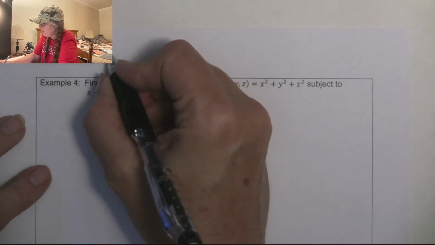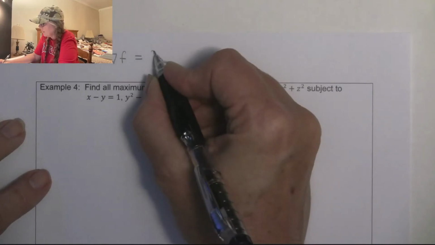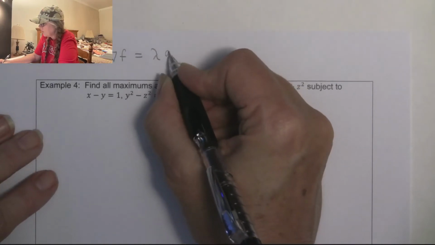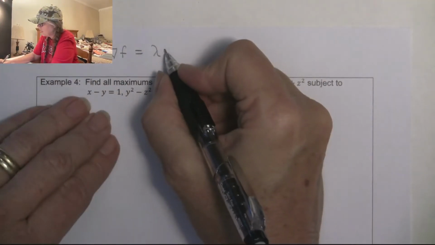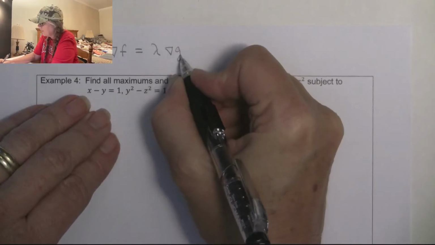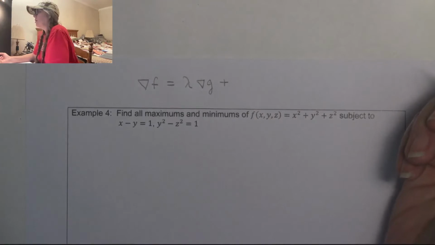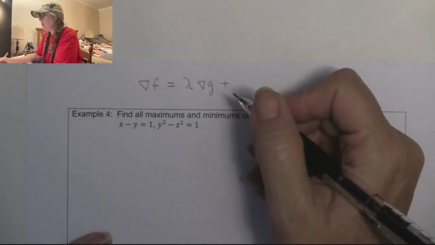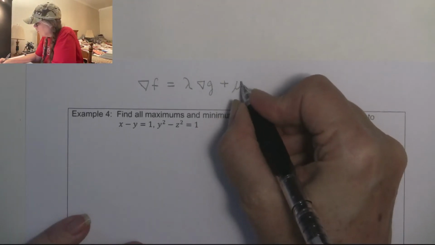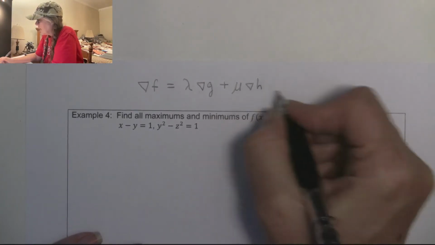And then you're going to do the gradient. This is like your formula. The gradient of f is going to equal lambda times the gradient of g, plus another constant, and they use mu. So I'm going to use mu as well, just like them. They use mu, and I didn't choose it. And then the gradient of h.